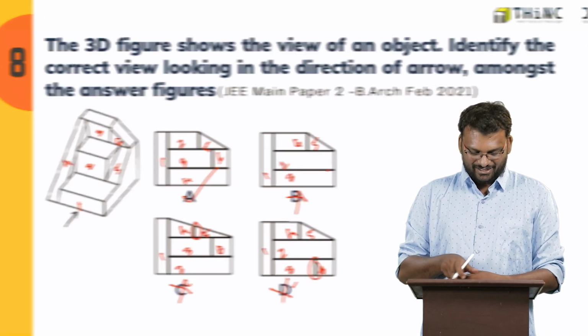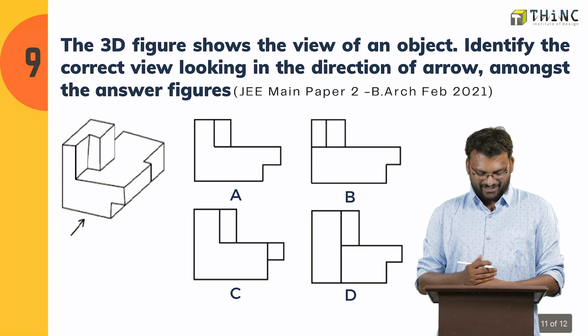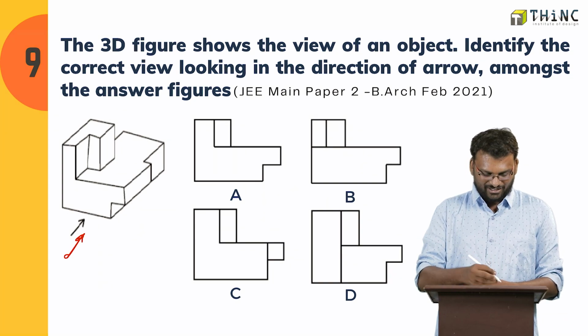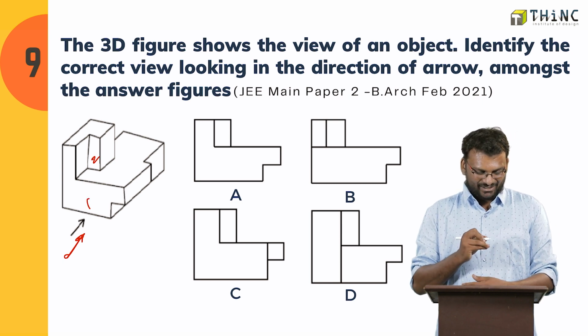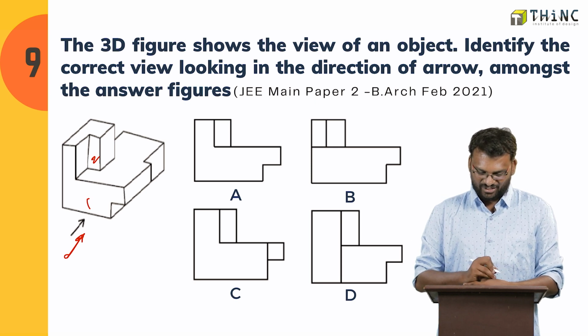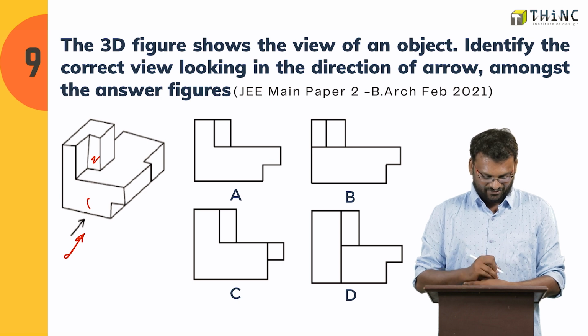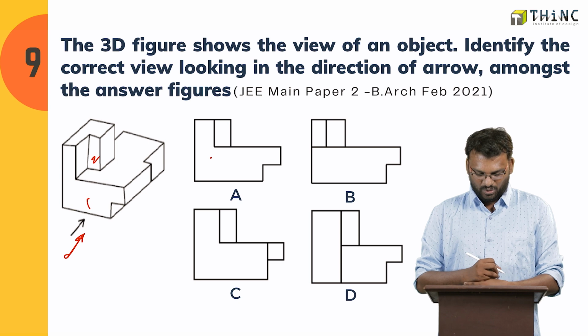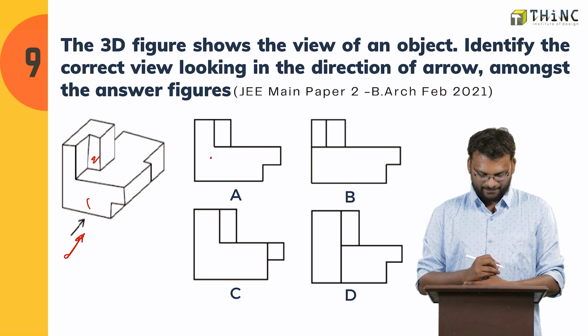Okay, so the next question is here. You need to look from the direction of the arrow. So count the number of surfaces. 1, 2. Only 2 surfaces are visible. Just check the options over here. Whether there is a third surface? No, there are only 2 surfaces here.